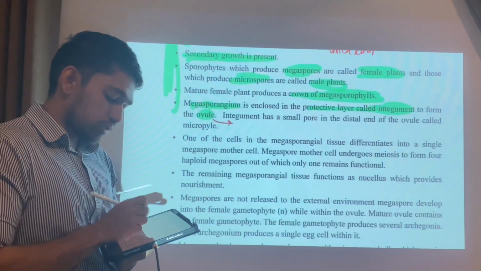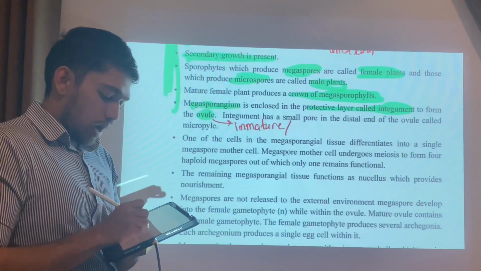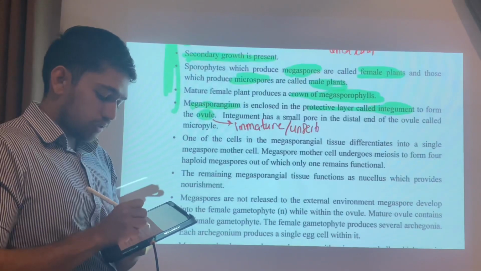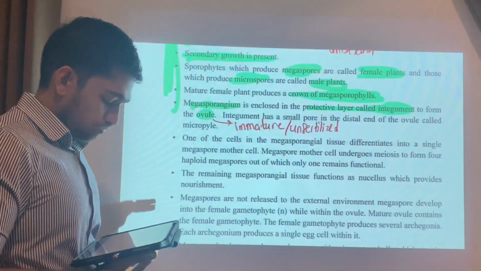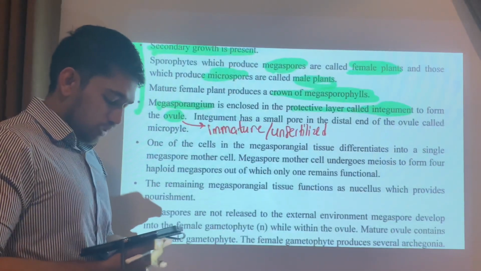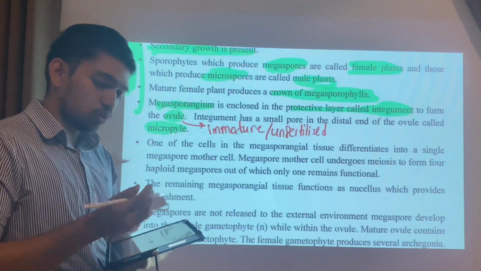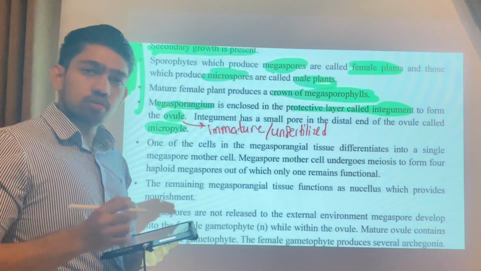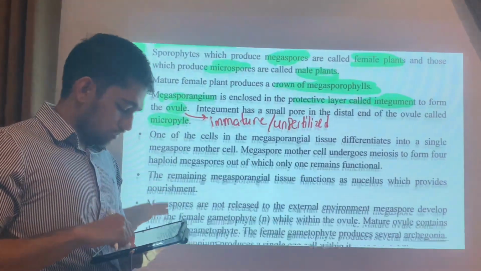So what ovule is this? We call it an immature ovule, right? Or unfertilized ovule. The unfertilized ovule contains the megasporangium, right? The integument has a small pore in the distal end called the micropyle. The micropyle is the route, the opening through which the pollen grain and the sperm enter, right?